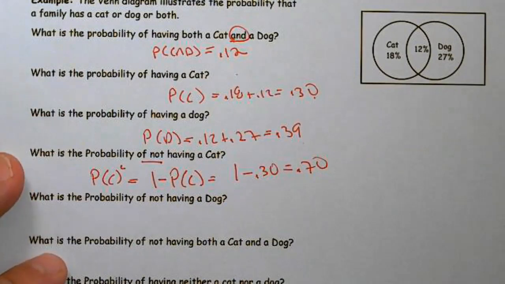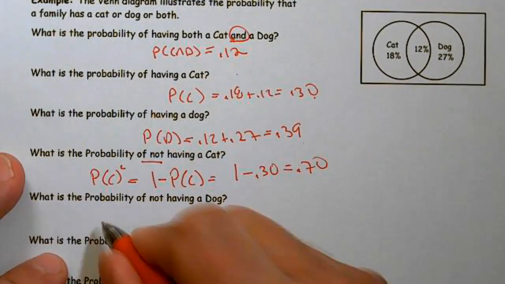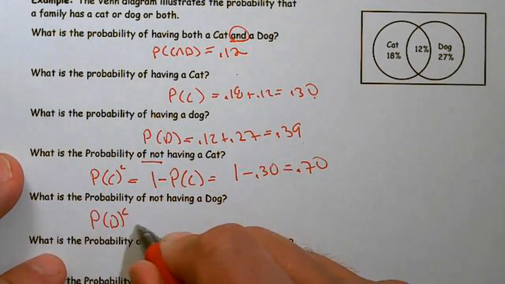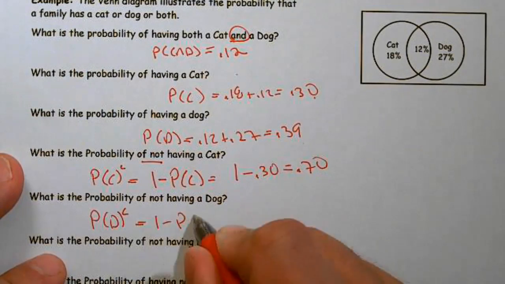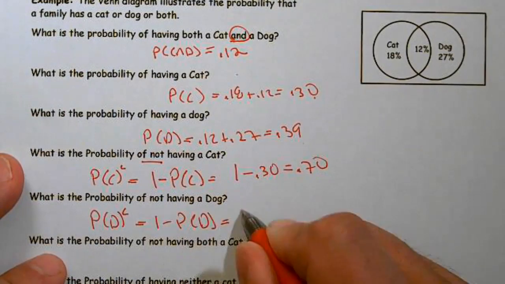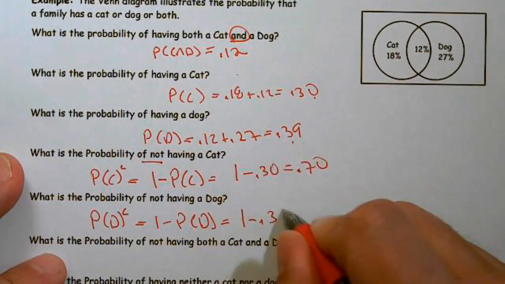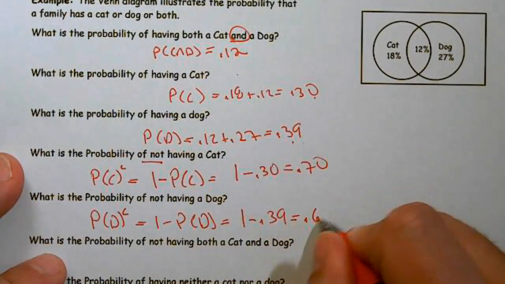All right. What's the probability of not having a dog? So then we're looking for the probability of dog complement, which is 1 minus the probability of a dog, which in this case is 1 minus, we said 0.39. So that means it's going to be 0.61.